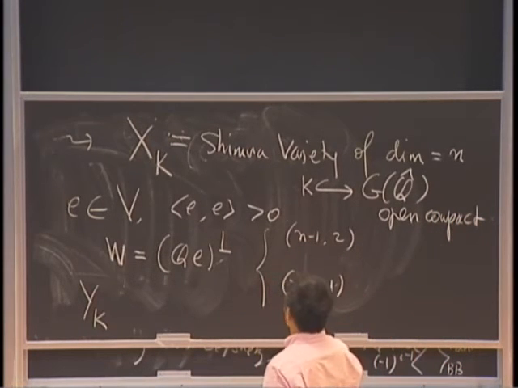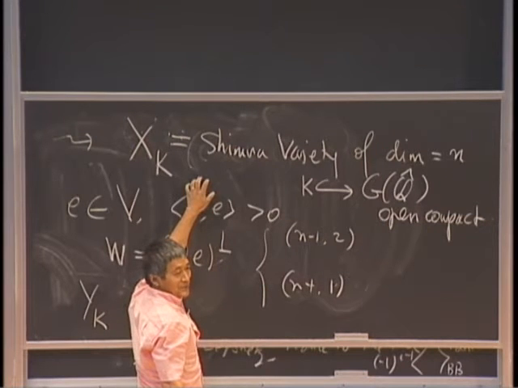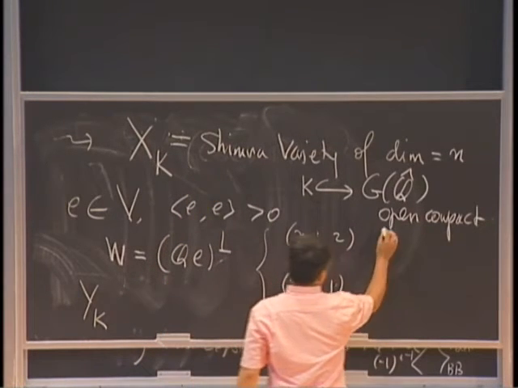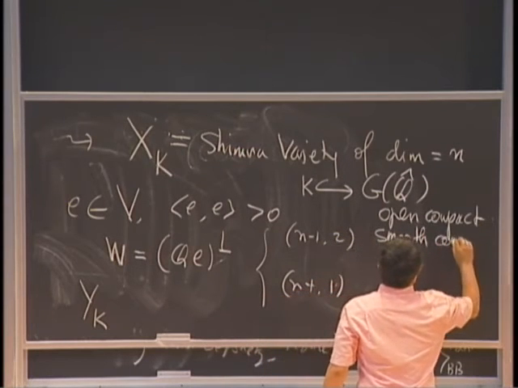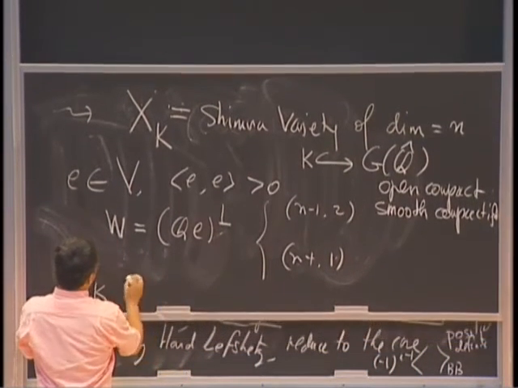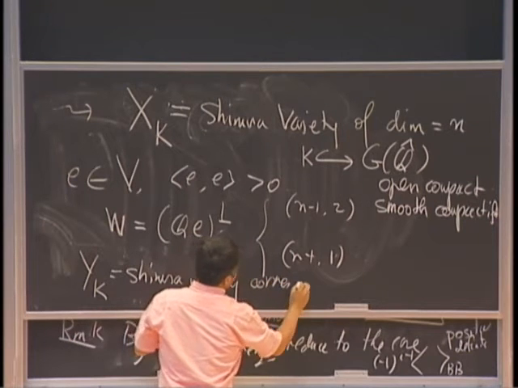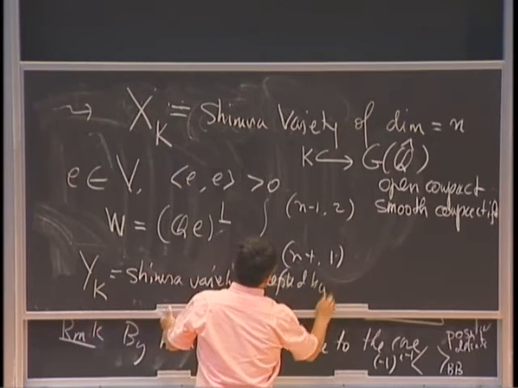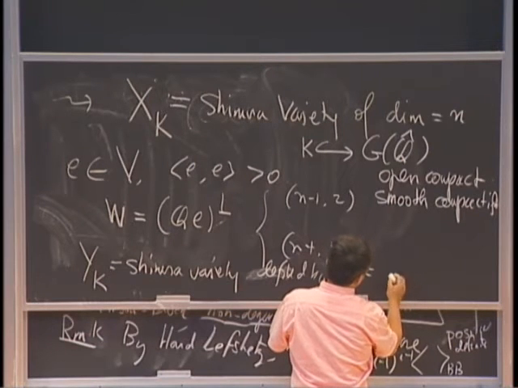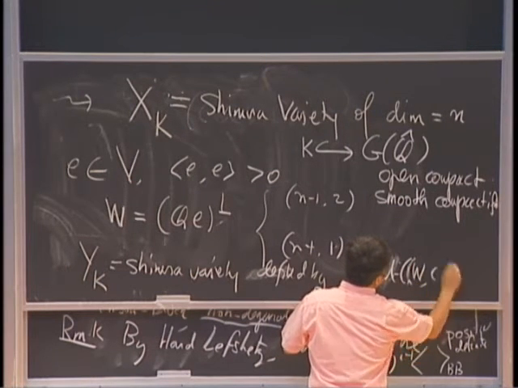This variety is not necessarily compact, so actually I will assume it is compact. You have to pay attention to Kevin's lecture today. So I take one good smooth compactification. This is the Shimura variety defined by the group H, this G of W, U of W.